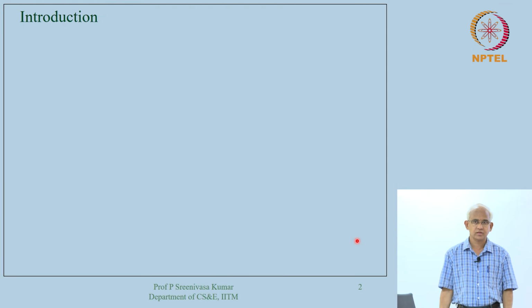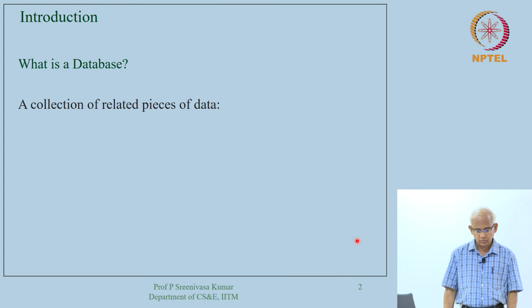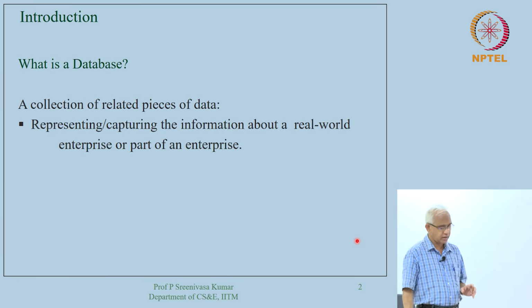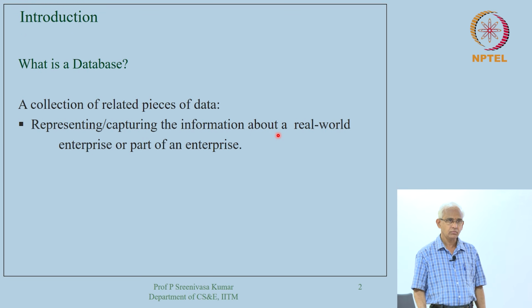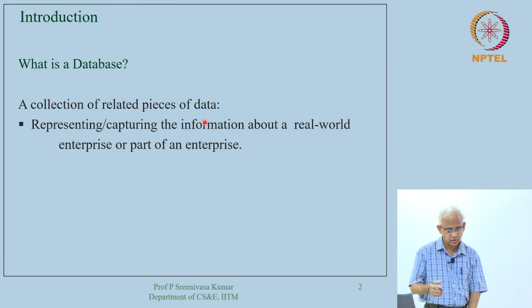So, the course is largely about relational databases. So, let us begin by asking what exactly is a database. A database is a collection of related pieces of data that represent or capture the information about some real world enterprise or part of the enterprise. Sometimes an enterprise might be so big that it might require multiple databases to capture its complete information. It is related pieces of data that I think is easy to understand, because supposing we are talking about a university database, suddenly we do not find weather data in that, right. So, it has to be all related.